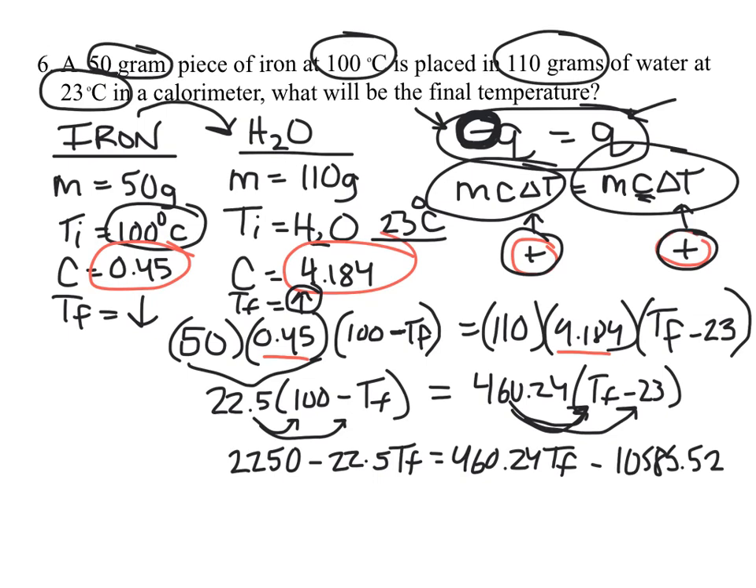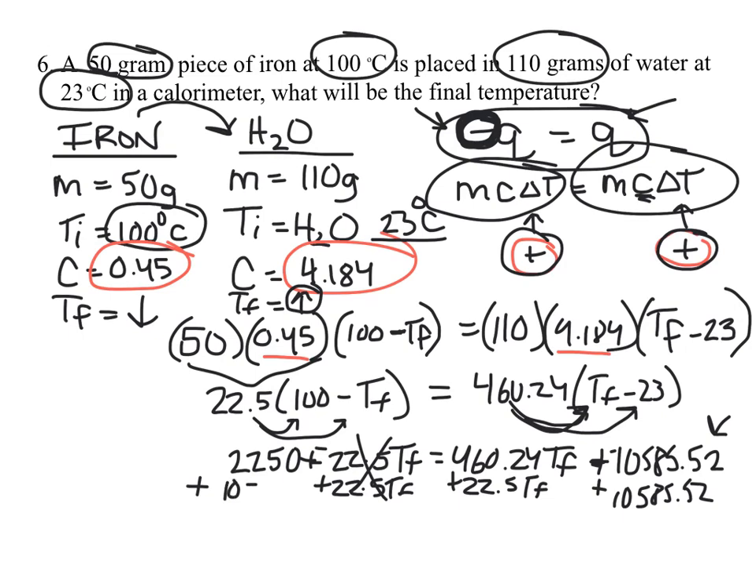We can do that. Let's turn my subtraction into adding a negative. I like to do that. You don't have to, but that tells me that I need to add 22.5 TF to both sides. That will cancel out. And also, I'm going to move this term to the other side, so I'm going to add a positive 10,585.52 to both sides. That will cancel out.